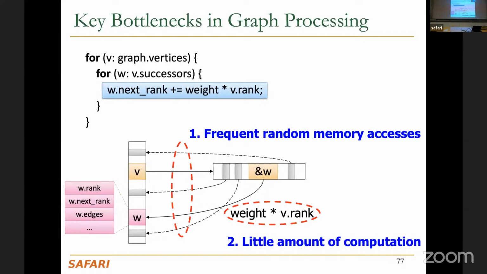And the basic or key reason is the algorithms themselves. Graph processing algorithms usually have very little amount of computation. This example is PageRank. As you see, the only thing that we have to do is performing one multiplication and then one addition in each iteration of this for loop. And also another problem is that there are frequent random memory accesses.